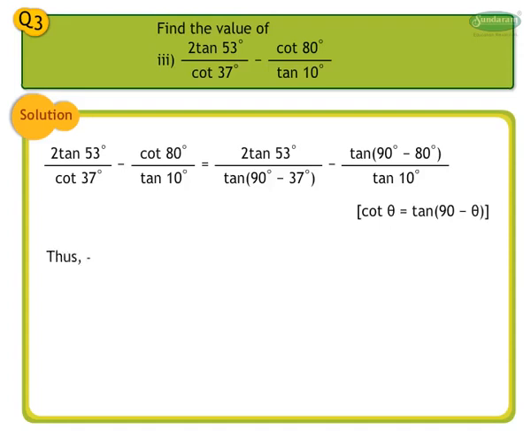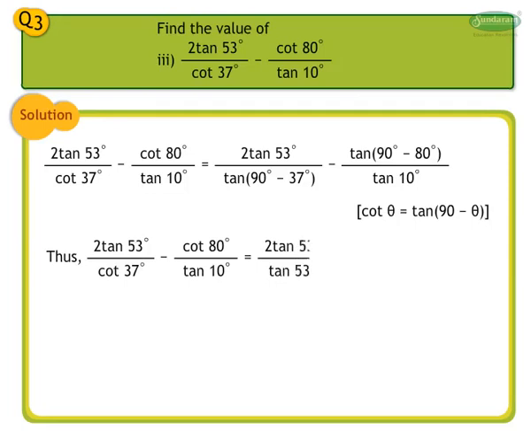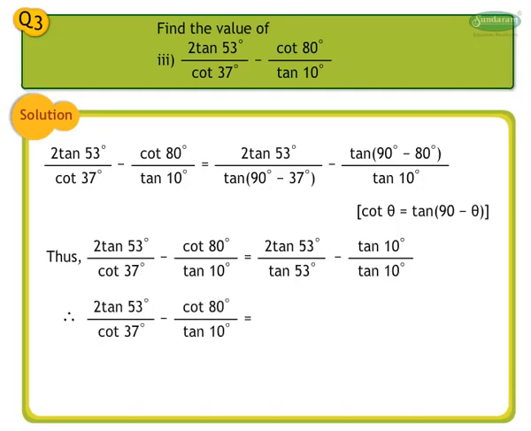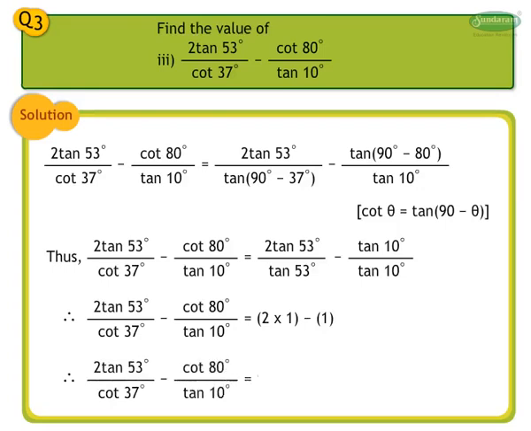Thus, it is equal to 2 tan 53 degrees upon tan 53 degrees minus tan 10 degrees upon tan 10 degrees. Therefore, it is equal to 2 into 1 minus 1. Therefore, the value is equal to 1.